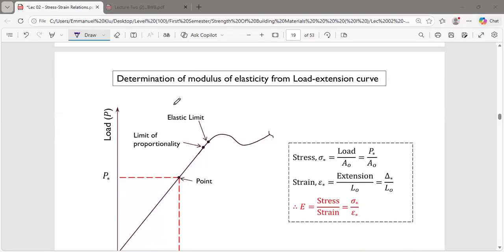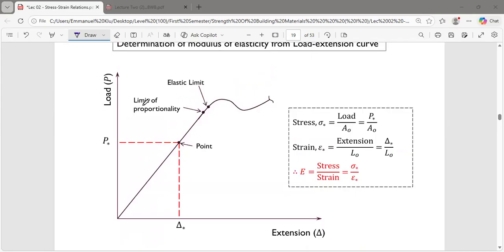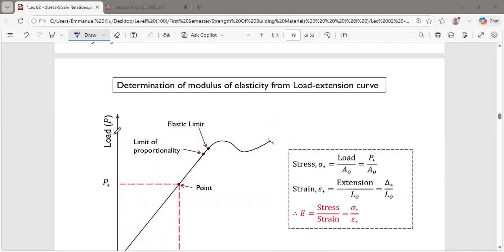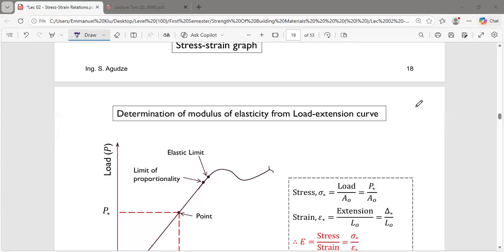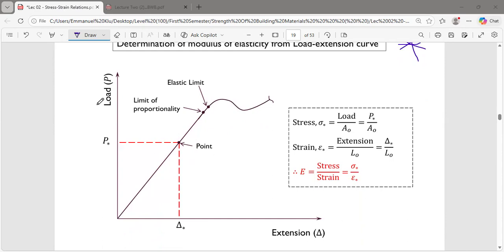All right. So let's look at determination of modulus of elasticity from load extension curve. Have a look at this. Most of the questions we are going to be solving are going to be in this form. This is the load extension curve. You can see the load, and this is the extension.